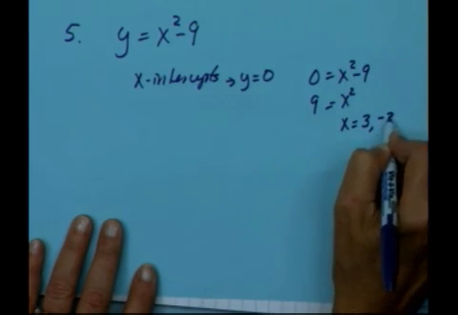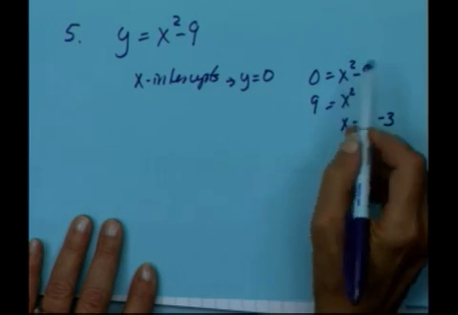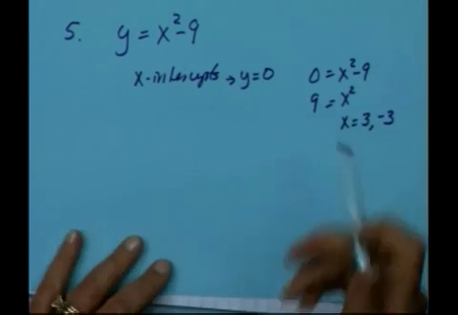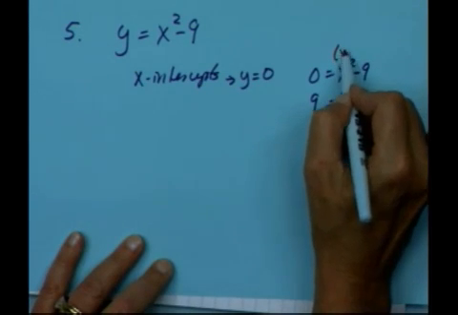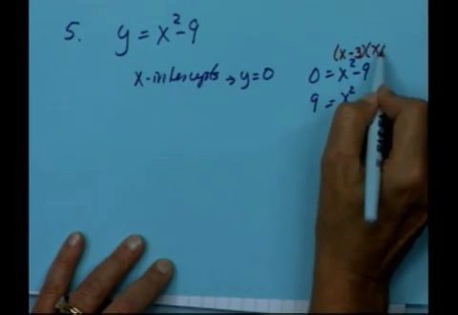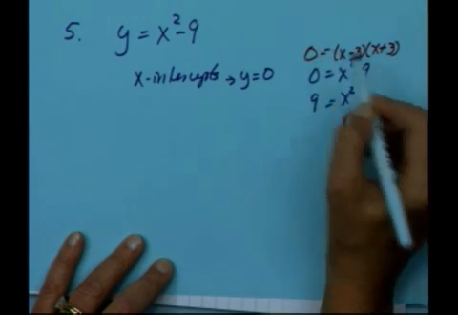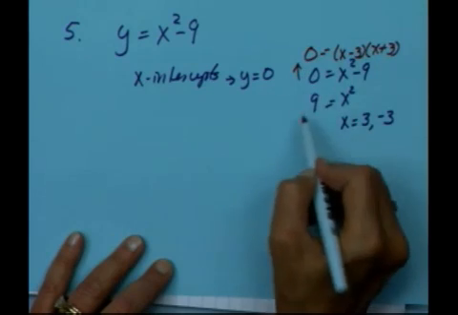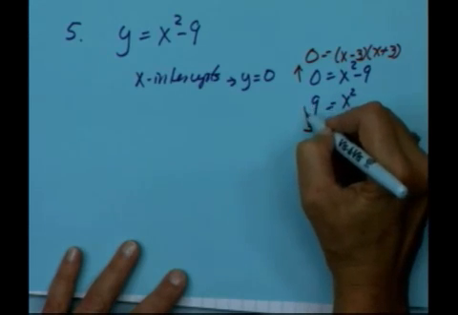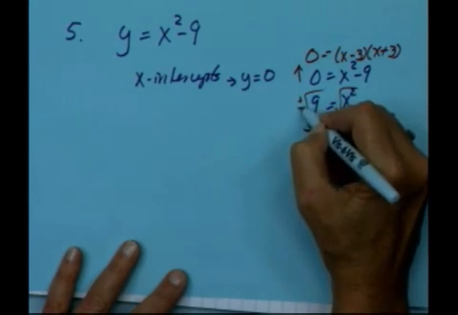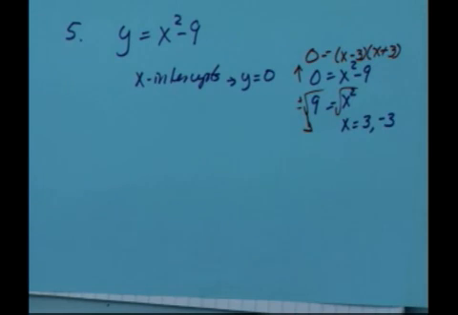3 or negative 3. The other thing you could have done here, just reminding you, is you could have factored this. This is the difference of two squares. X minus 3, x plus 3. So you could have solved that direction. Or if you solve this direction, you're using that square root principle where you take the square root of both sides. X squared is 9, so x is plus or minus 3.